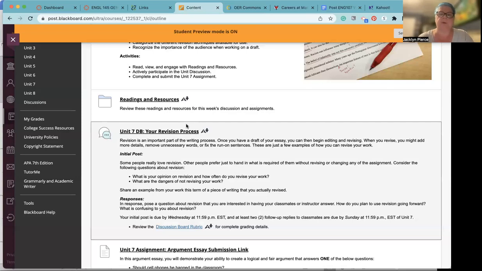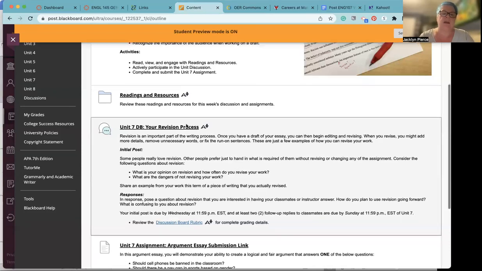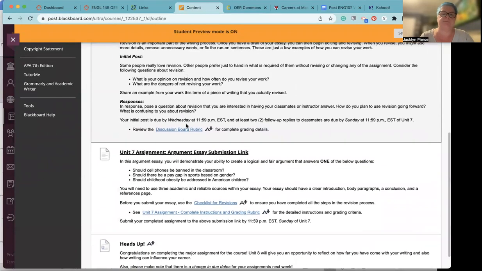As usual, you need to post 2 well-developed responses, so 3 to 5 sentences each, ask a question, that sort of thing. And then they've got some helpful thoughts here. In response to your classmates, pose a question about revision that you are interested in having your classmates or instructor answer. How do you plan to use revision going forward, and what is confusing to you about revision?